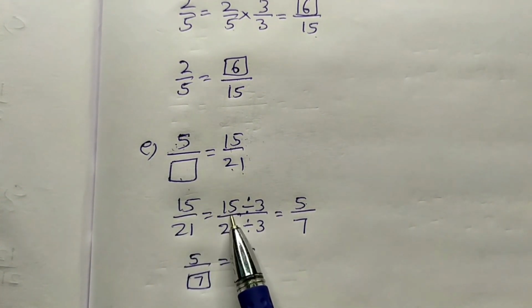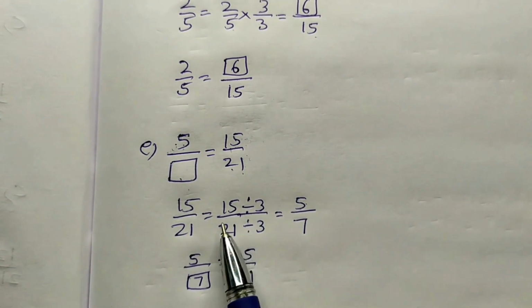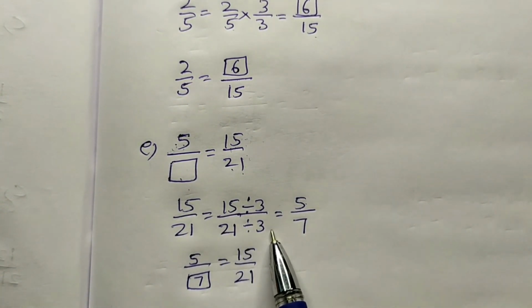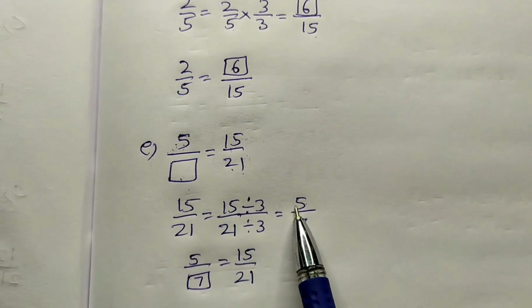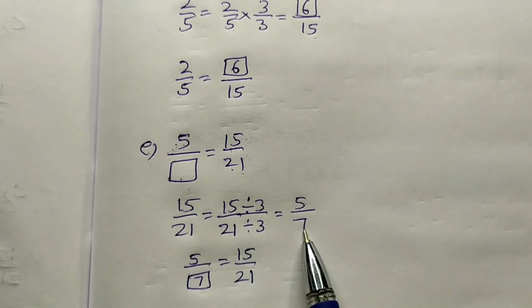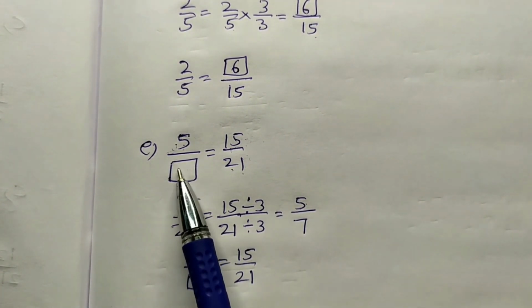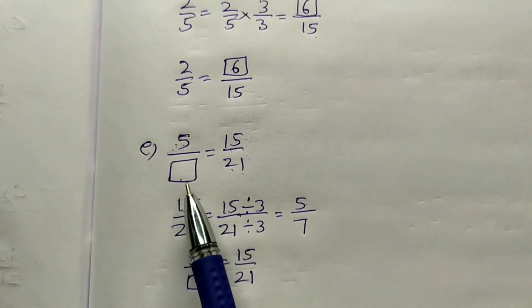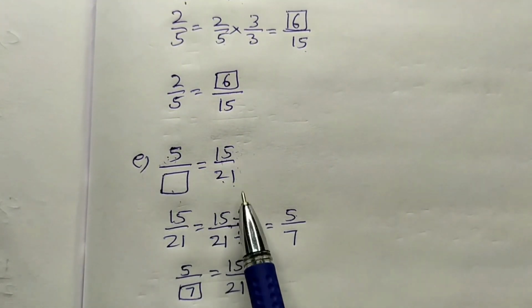So 15 is divided by 3, and 21 is divided by 3. 15 divided by 3 is equal to 5, 21 divided by 3 is equal to 7. So we got 5 by 7. So 7 comes in this box. 5 by 7 is equal to 15 by 21.